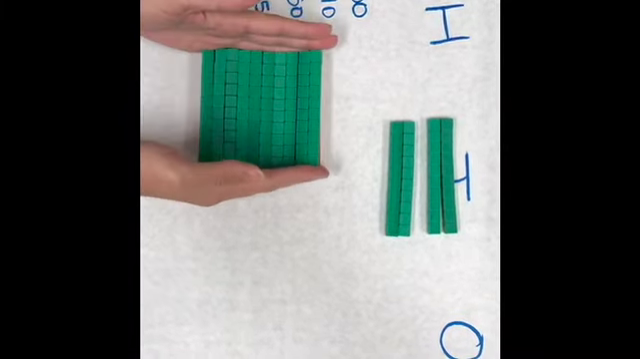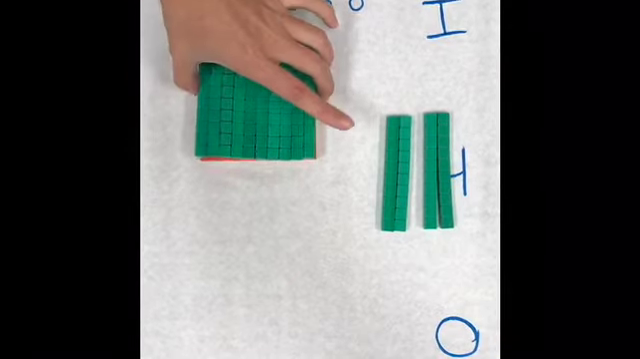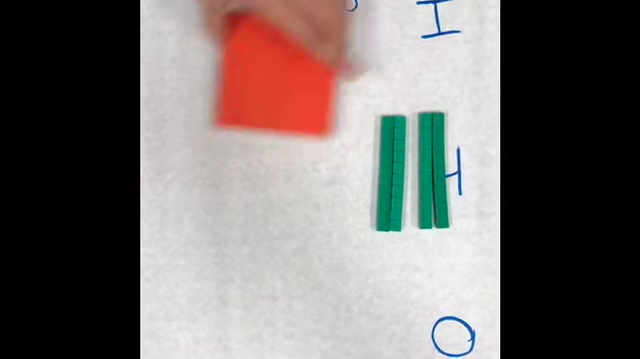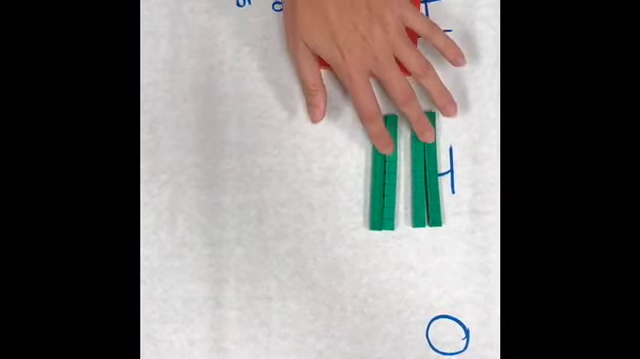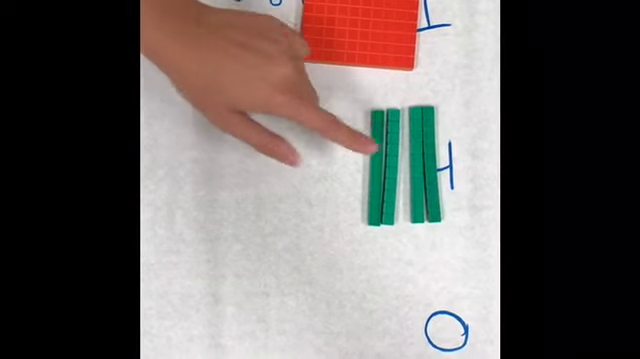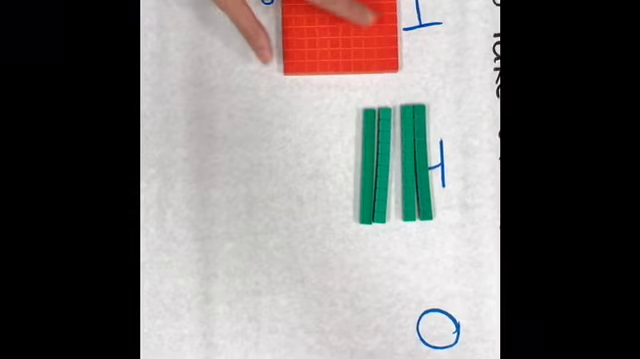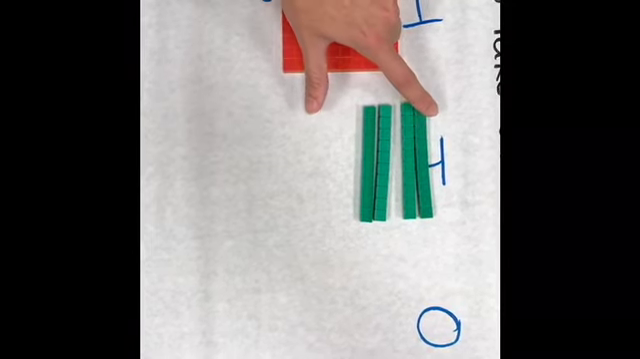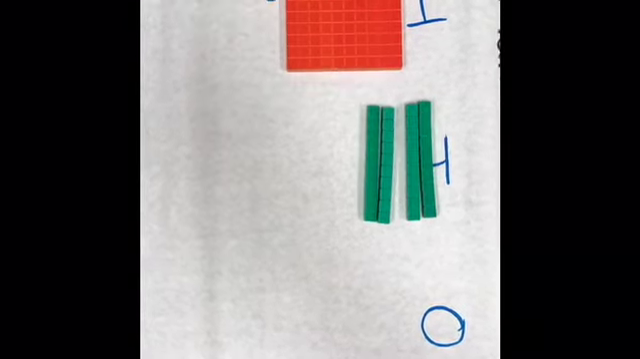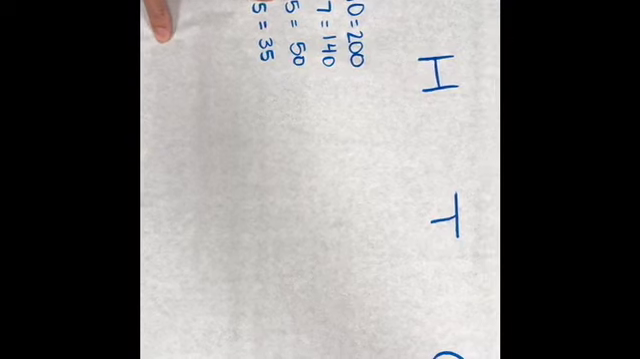Okay, so now for this, we can swap or regroup into the hundreds place. And here we don't have enough to regroup, so those are going to stay in our tens place value. So now we can see that we have 120, 40.